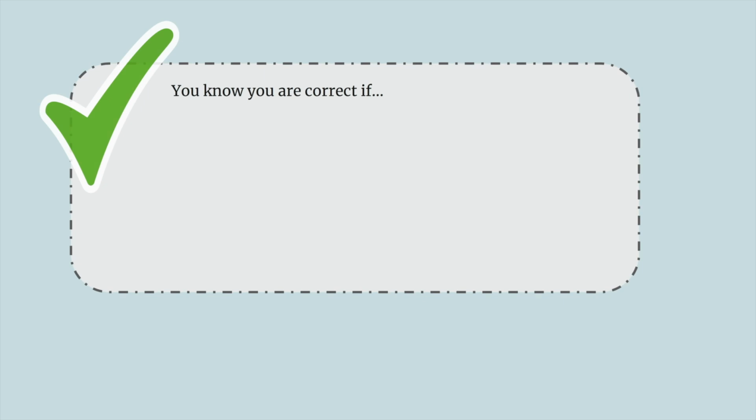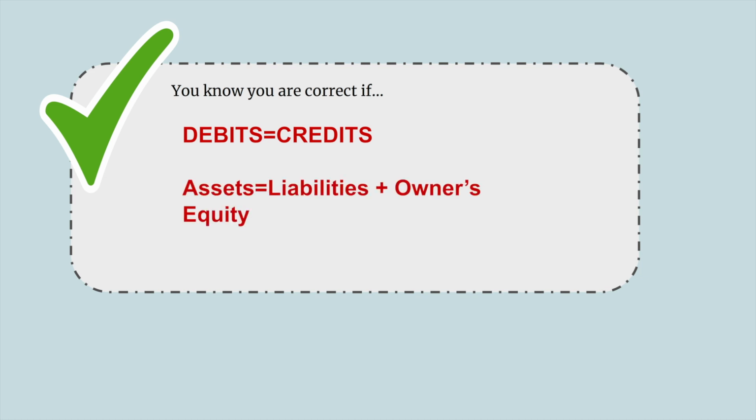Okay, so for the general ledger, you know that you are correct if, well, of course, if your debits equal your credits, which will be the same checkpoint for a lot of these. And then also if the accounting equation stays true. So if your assets equal your liabilities plus owner's equity. Remember that on your spreadsheet you can input formulas to check your debits and credits, but you can also input formulas for your accounting equation, and I'd be happy to show you how to do that tomorrow as well.